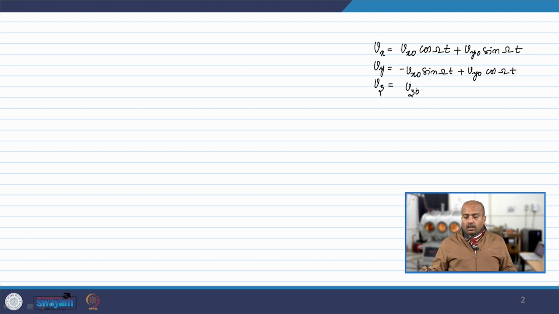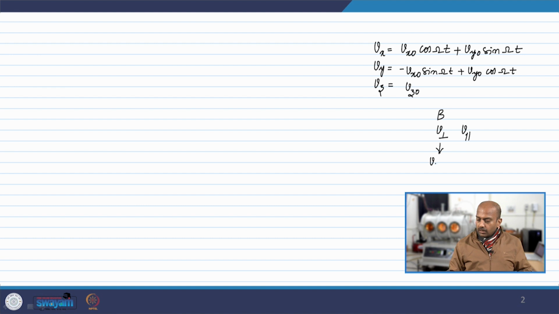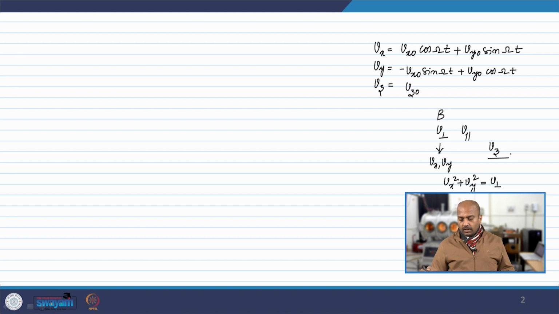Right. This is pretty much known to us. So we have the magnetic field and V perpendicular and V parallel. V perpendicular results from Vx and Vy. Let's say Vx square plus Vy square will be equal to V perpendicular, and V parallel will be the velocity which is along the magnetic field. Right. So the magnetic field is along Vz.